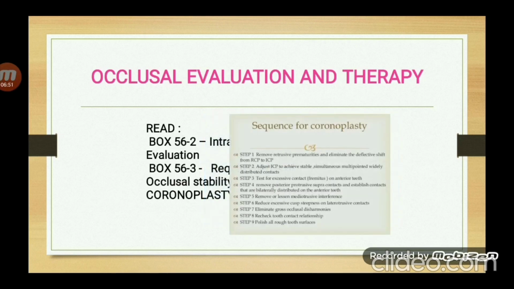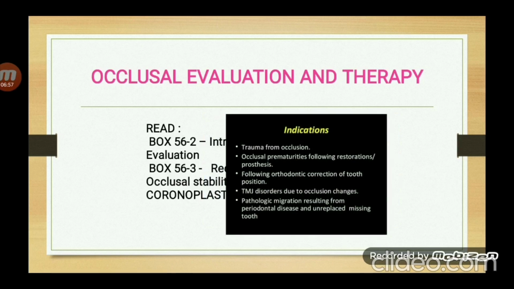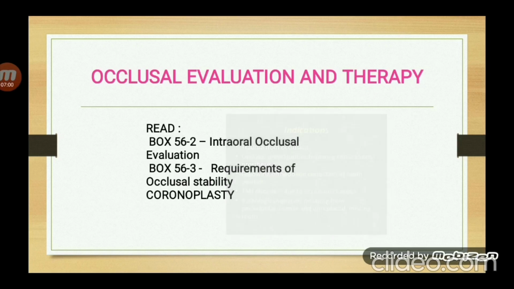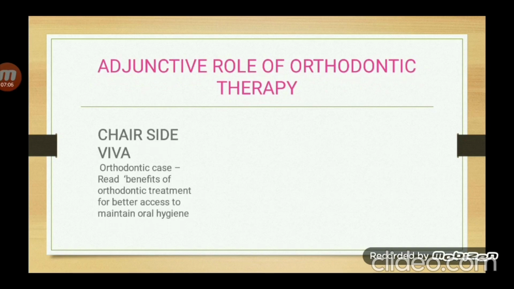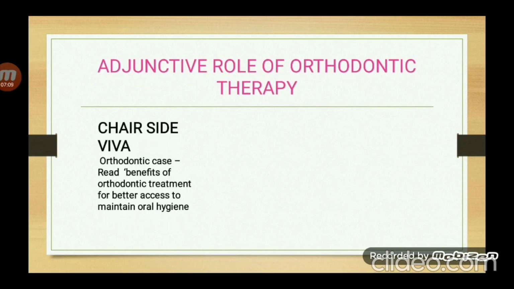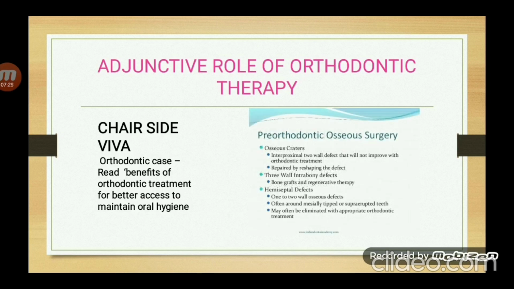So these are the steps, the sequence for coronoplasty which you should know, and the indication. As I said, trauma from occlusion. Then adjunctive role of orthodontic therapy. If your case is orthodontic, you should know about the benefits of orthodontic treatment for better access to maintain the oral hygiene. In the Grand Viva, you may be asked about the pre-orthodontic osseous surgery. You could be asked to mention some, and the orthodontic treatment of osseous defects. These are the pre-orthodontic osseous surgery.